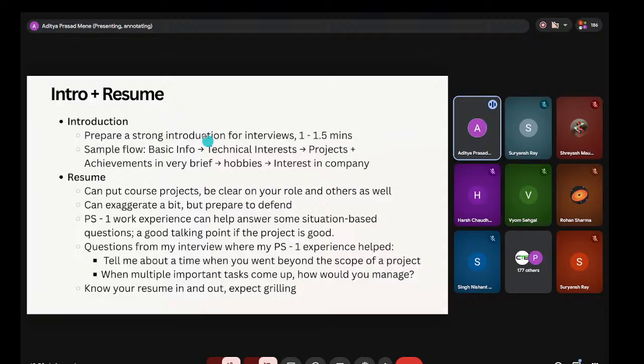So this was a sample flow that I followed for my intro. Basic details, technical interest. It can be AI/ML, it can be web development, it can be networks, it can be very niche as well. You can mention your PS1 experience in brief because that's a talking point. Projects that you have worked on, any achievements you have had, like people with good CF ratings can maybe flaunt this, or if you have won a hackathon or any competition, please mention that.